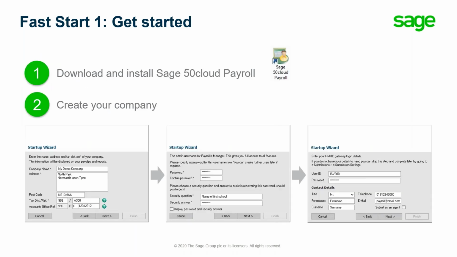So a couple of assumptions for this webinar. We are assuming that you've already downloaded and installed your Sage 50 Cloud Payroll software, and you have that desktop shortcut there that will launch the program, and that you've been through and created your company, entering the basic company details. If you haven't yet done that and you need help with it, you'll find plenty of help from our help center, and I'll show you a couple of ways to access that as we go through the demos today.